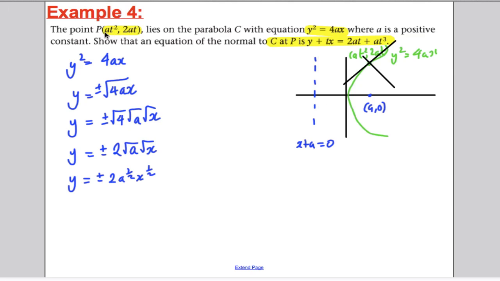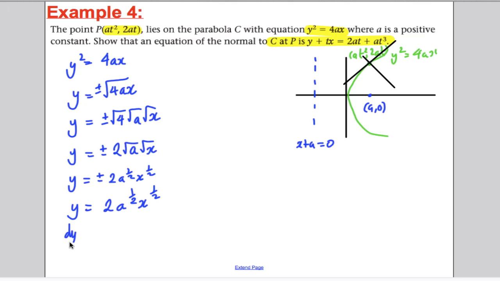Told that P has coordinates at squared and 2at, assuming t is a number like 1, 2, 3, 4, and a is positive, then P must have a positive x coordinate and a positive y coordinate. So I'm going to forget about the negative here, and I've drawn it with positive. I'm just going to say y is equal to 2a to the half x to the half.